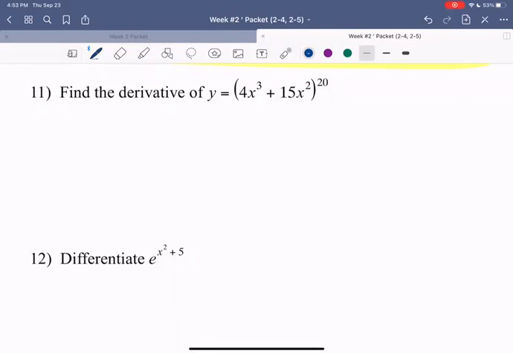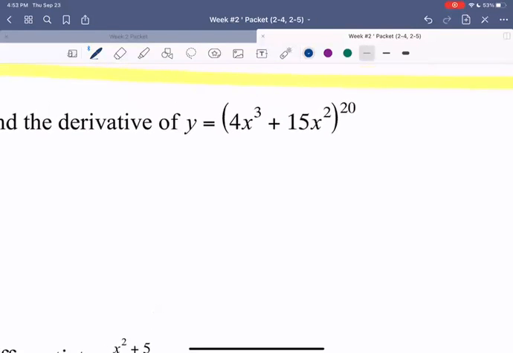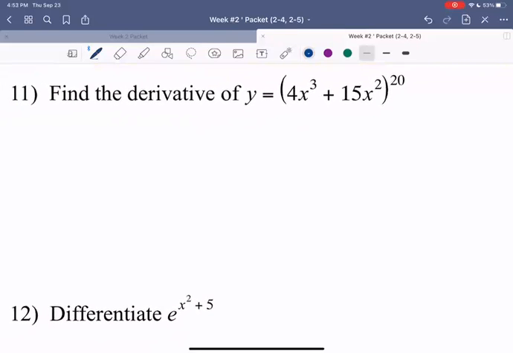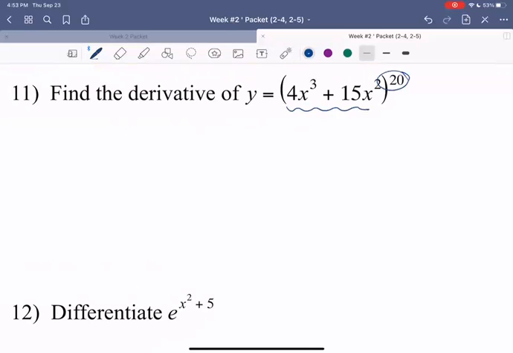Now let's take a look at example 11. We want to find the derivative of this given function. So one thing that we want to first identify is what is the overall structure that's going on. And you'll see that we're computing some things inside, and then we're raising to an exponent of 20. So what we have here is a composition of functions. So we need to use the chain rule.